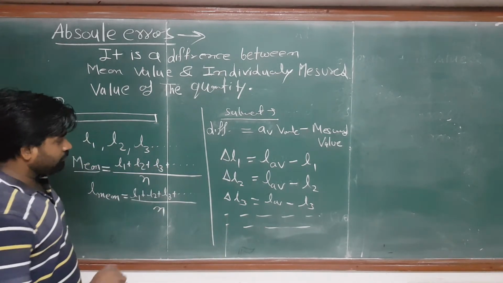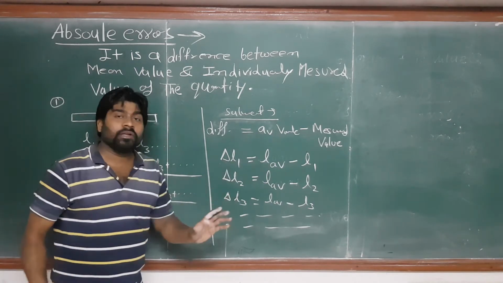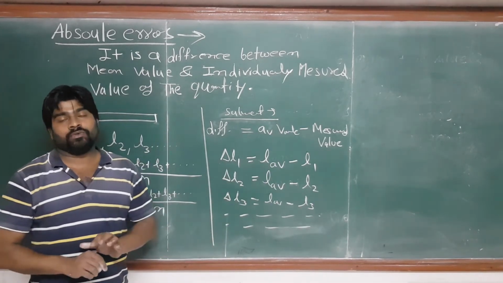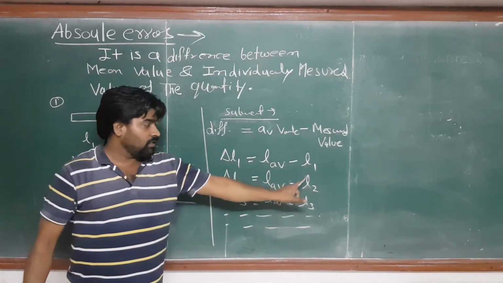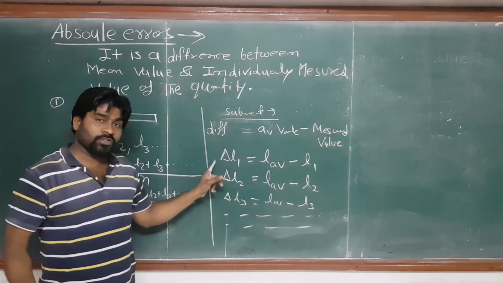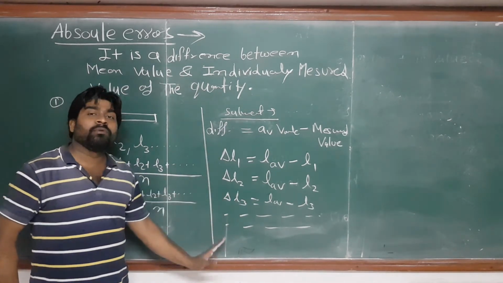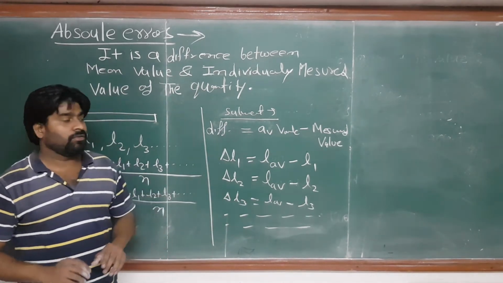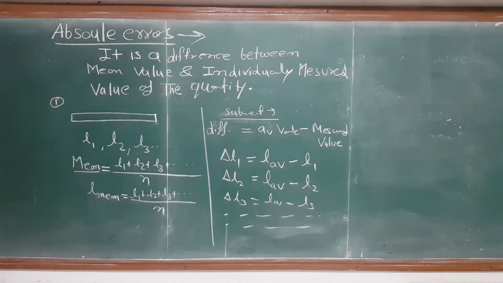Now one more thing, this del L1, del L2, del L3 can be positive, can be negative. The reason is sometimes L1 is less and sometimes L2 can be greater. If it is less, the positive value comes. If it is more, then the negative value comes. So these values can be positive and can be negative, right? So this is called the absolute error. Do this.